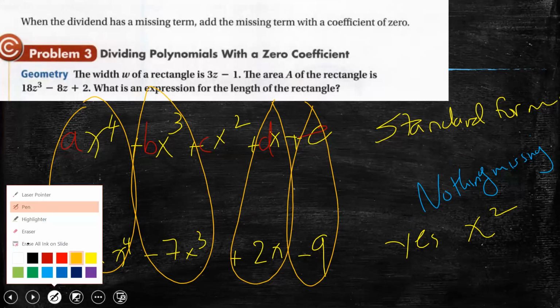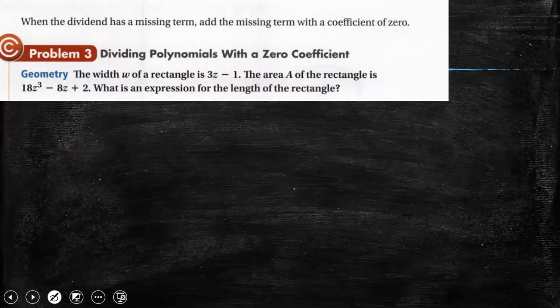Now come back. Sometimes when you want to divide, you have to check that all of the terms in the standard form are written or not. If it's not written, you have to add it with a coefficient of 0. What does it mean? Let's see this one here. In this example, you have a rectangle. Its area is 18z cubed minus 8z plus 2. And for this one here, you have the width. You want to find the length.